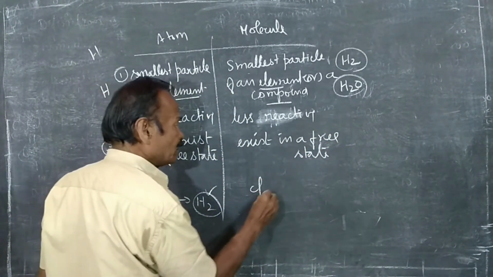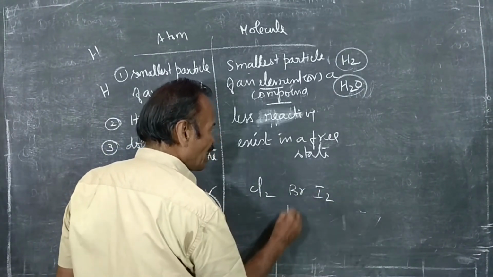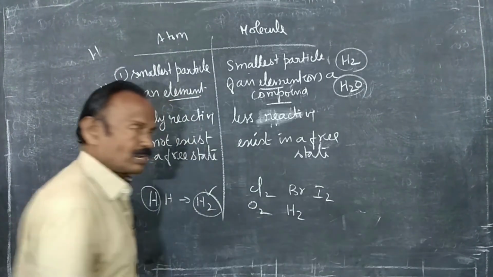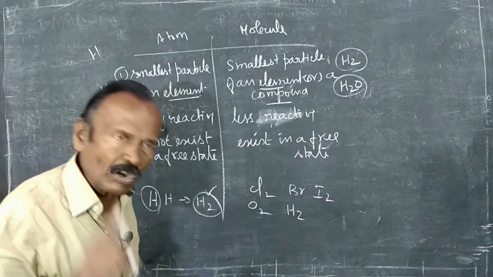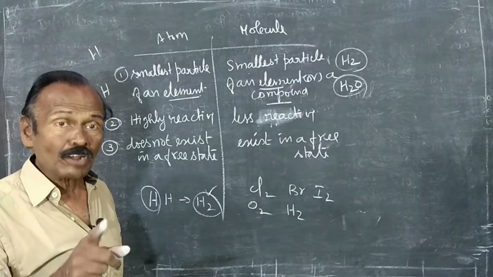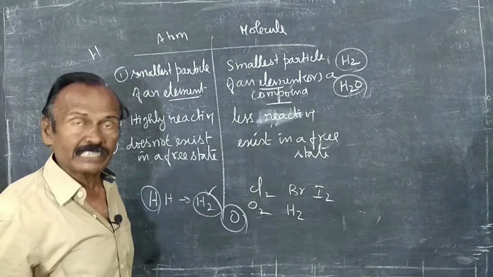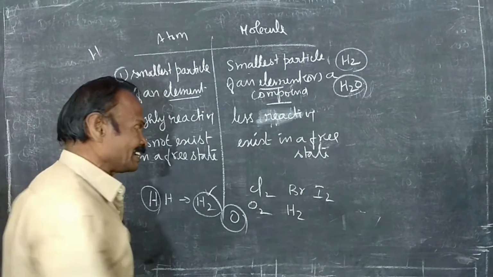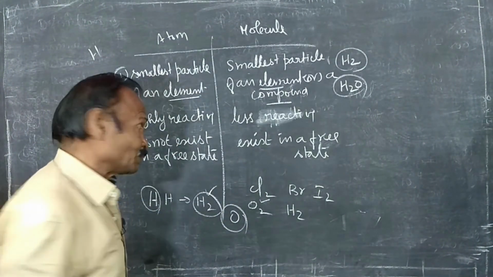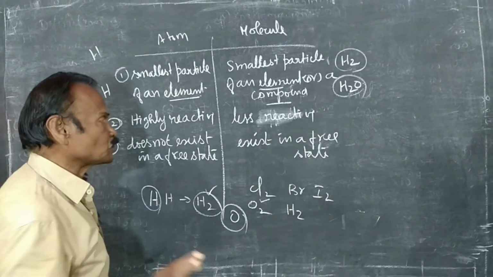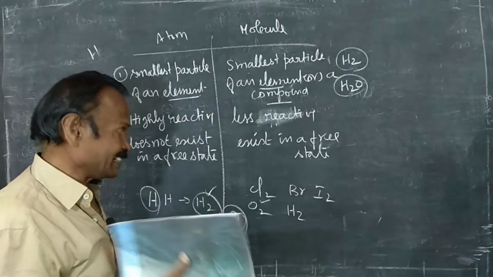You can always see chlorine molecule, bromine molecule, iodine molecule, hydrogen molecule, O2 molecule, everywhere. Everywhere in the atmosphere you can see oxygen molecule, not oxygen atom. You cannot see oxygen atom separately in the atmosphere. Always you see oxygen molecules only. So atom does not exist in a free state, but molecule exists in a free state.